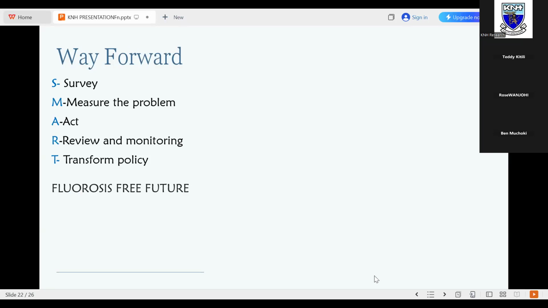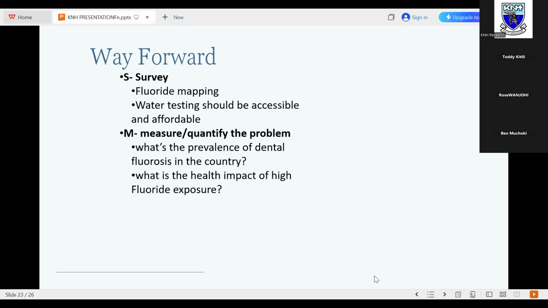The way forward to a fluorosis-free future is that we need to adopt what the Nairobi Declaration on Dental Fluorosis proposed. And for me, I thought of SMART. We survey, we measure the problem, we have to act, we have to review and keep monitoring, and we have to transform policy. And if I go deep into it, survey, we have to do fluoride mapping.